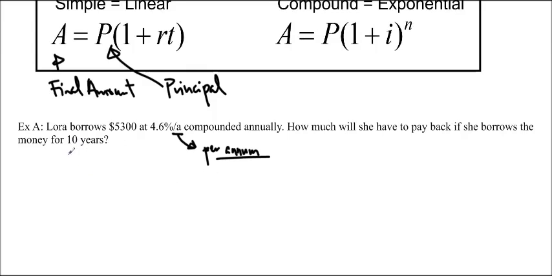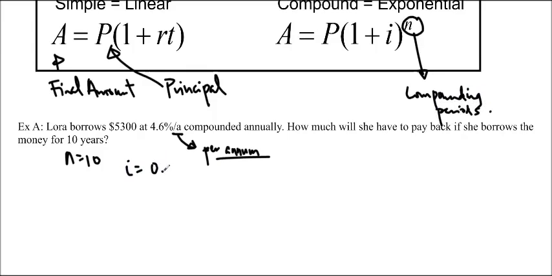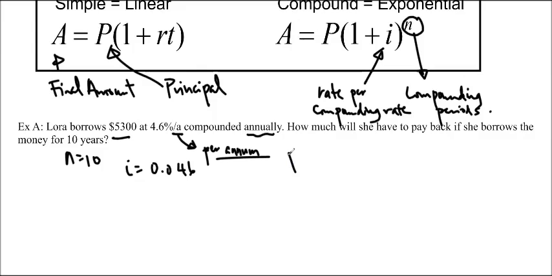So here we have that n is equal to 10. That's the number of compounding periods. Let me just write that in there, compounding periods. And i is going to equal 0.046. That's the interest rate, and that would be the rate per compounding period. So it's not the annual rate necessarily. In this case it is because we are compounding annually, and we'll talk about what that means in a little bit. So we have n equals 10, i equals 0.046, and P is equal to 5,300.